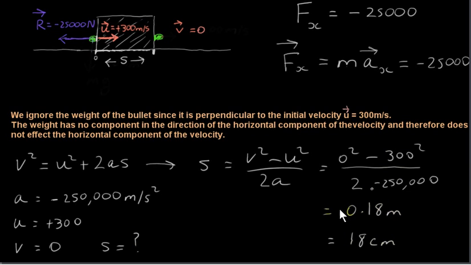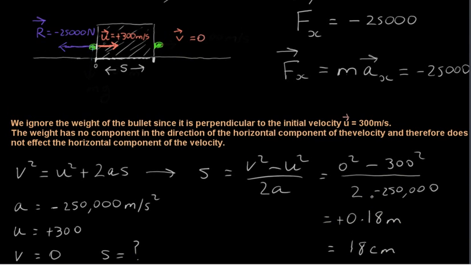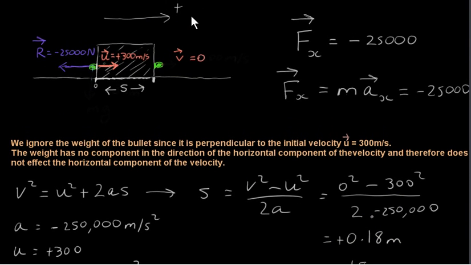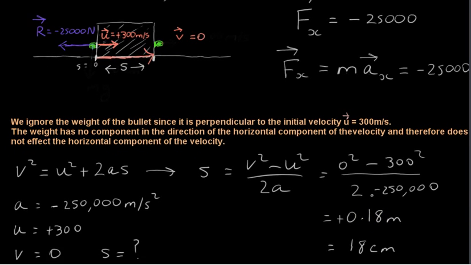Just a brief note on why s is positive. Well, directions to the right, as we know, are positive. That's the convention that we started with. So when the bullet enters here, s is equal to 0. And thinking of s as a vector, s would be this vector here. It's pointing in the positive direction, and its magnitude is plus 0.18 meters, or 18 centimeters.